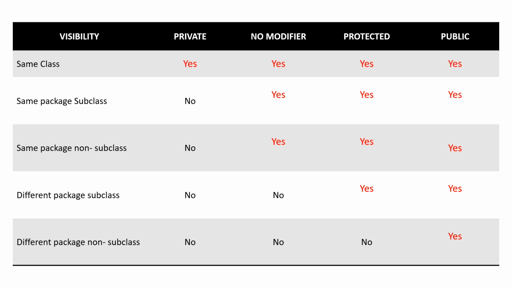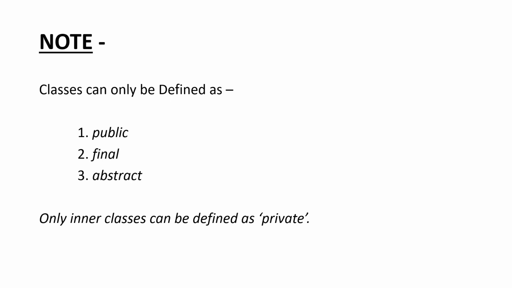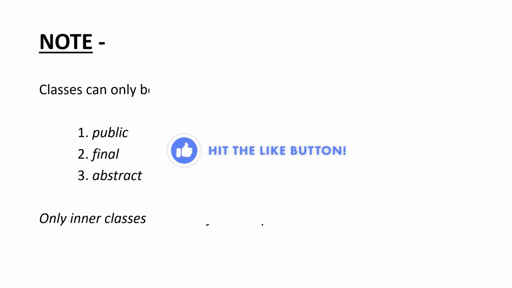Now one thing to keep in mind here is that a class can only be defined as public, final or abstract; we cannot define classes as protected. And private we can define only for inner classes, that is the classes within a class, which are called inner classes. So only inner classes can be defined as private. So that's it, guys. That's about the access modifiers.